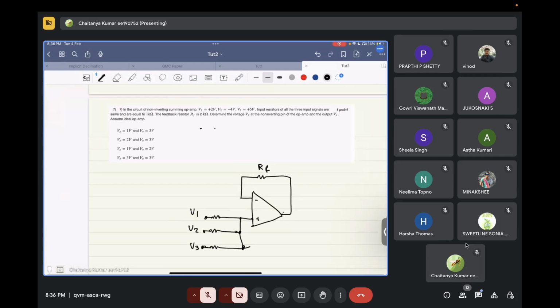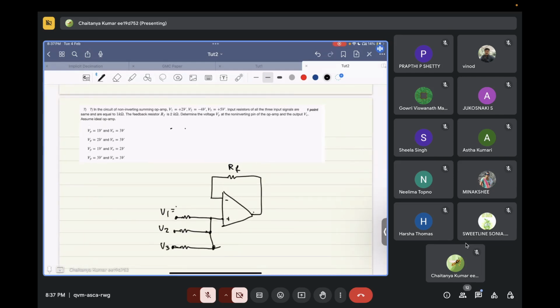So what does it say? V1 is equal to 2 volts, V2 is equal to minus 4 volts, and V3 is equal to 5 volts. And the input resistors of all three are the same and equal to 1 kilo ohm. So this is 1K, 1K, 1K. Okay. The feedback resistor is 2 kilo ohms. Then it is asked to determine the voltage Vp at the non-inverting pin and the output voltage. So this is basically called Vp and this is your output voltage.